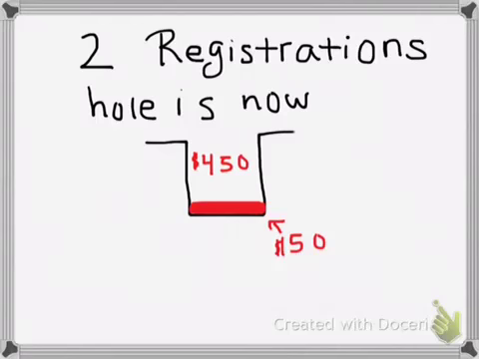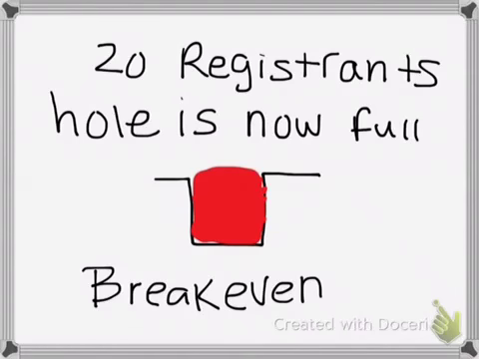Let's look over here. Let's look at break even. When we have 20 people register, we've dropped $25 into that hole 20 times. So in other words, the hole was $500 deep, and we dropped $500 worth of contribution margin into that hole. We now break even.